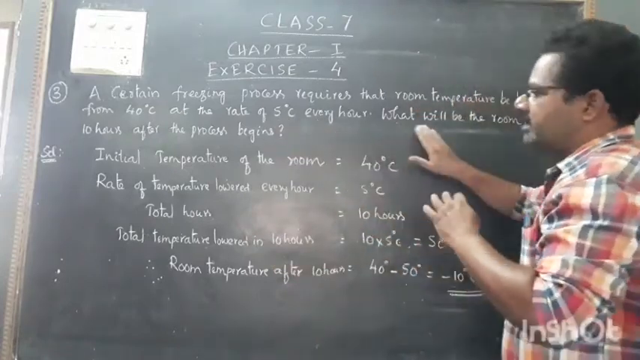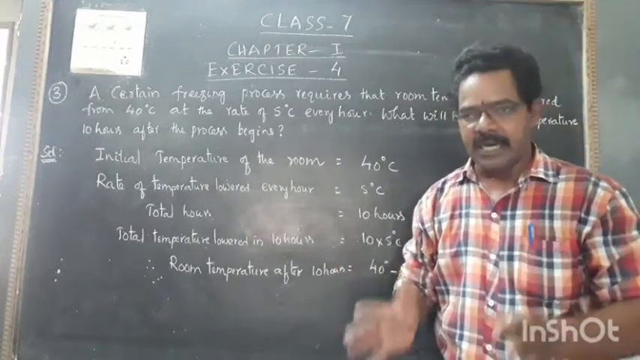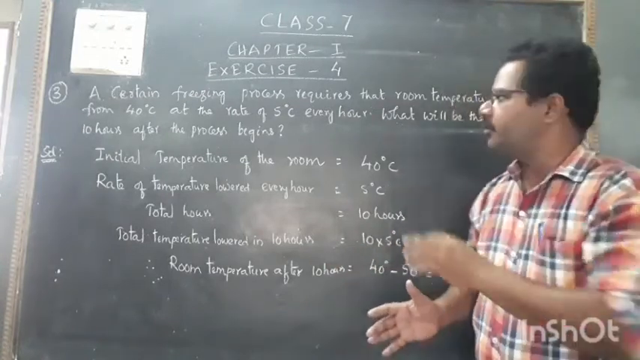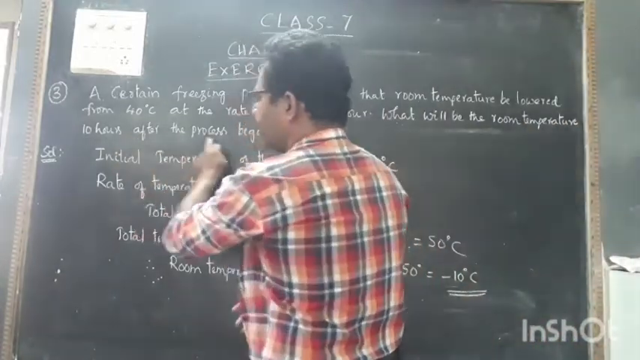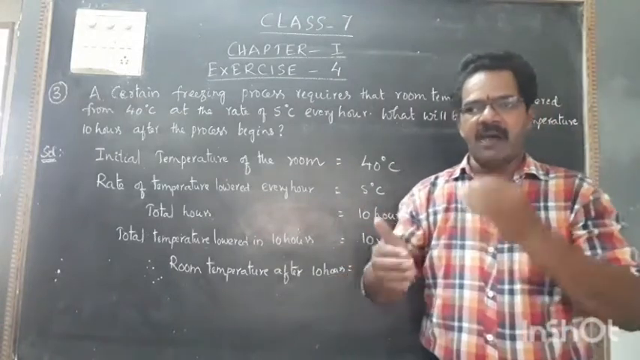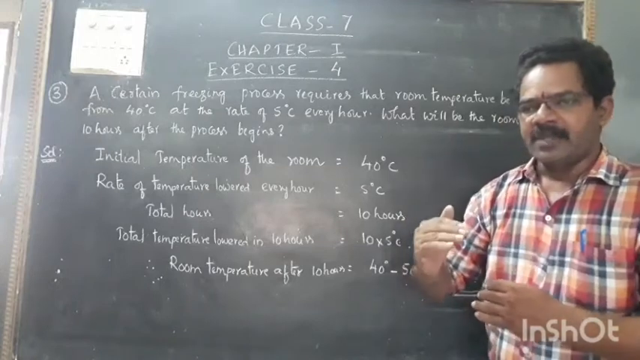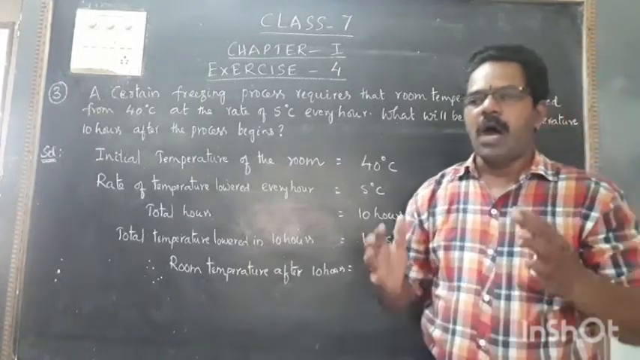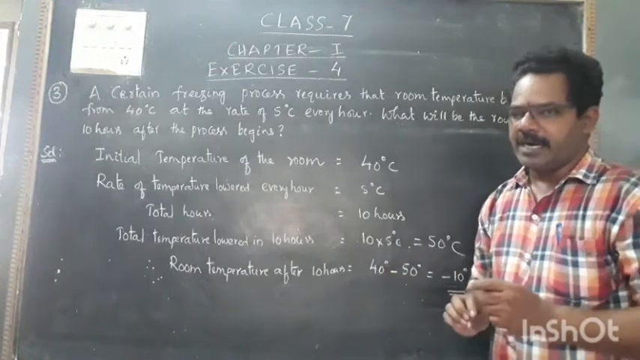Like that, how many hours did they complete? In 10 hours. The freezing process is completed in 10 hours. So after 10 hours, we have to find out what will be the room temperature 10 hours after the process begins. After 10 hours, 5 degrees, 5 degrees, 5 degrees, they are decreasing. After decreasing for 10 hours, what will be the room temperature? That we have to find out.